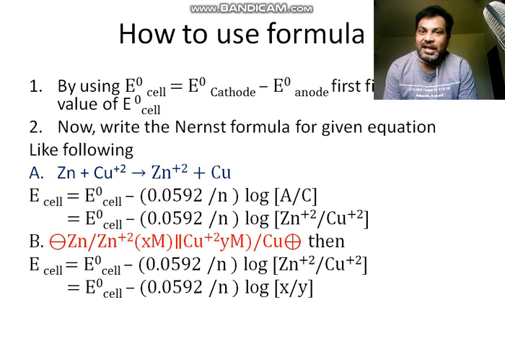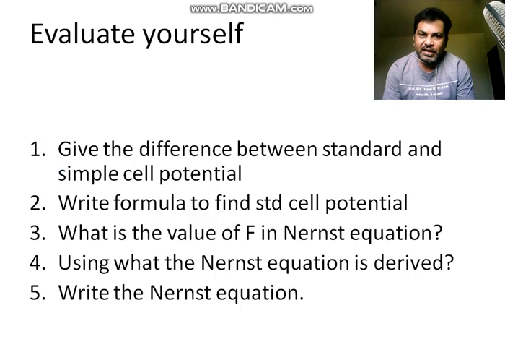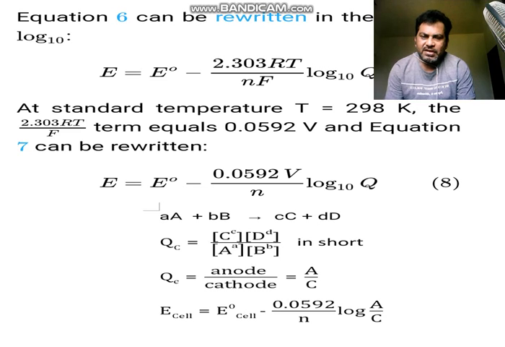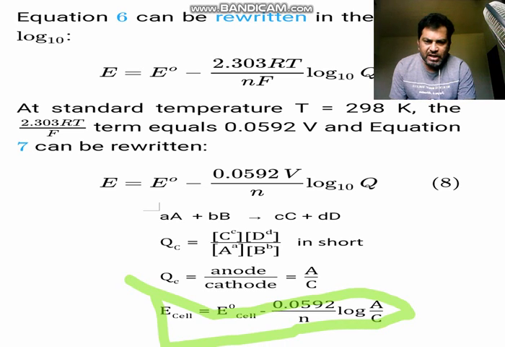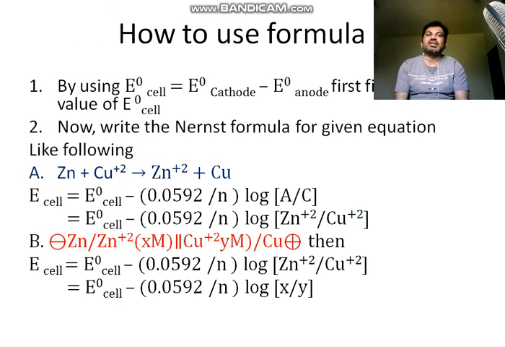The Nernst equation was there. Now how to use the Nernst equation, that we are going to study. Okay, you know now what the Nernst equation is. Here is the Nernst equation. This final point is called the Nernst equation. So the Nernst equation consists of E cell, E degree cell, log of anode by cathode, and n. That is your previous knowledge. Okay, so now we are going to see how this Nernst equation can be used.